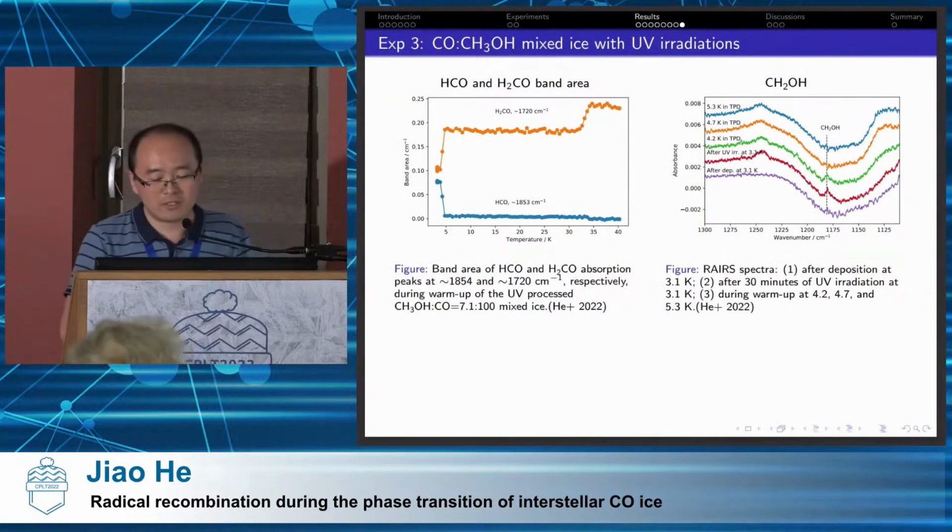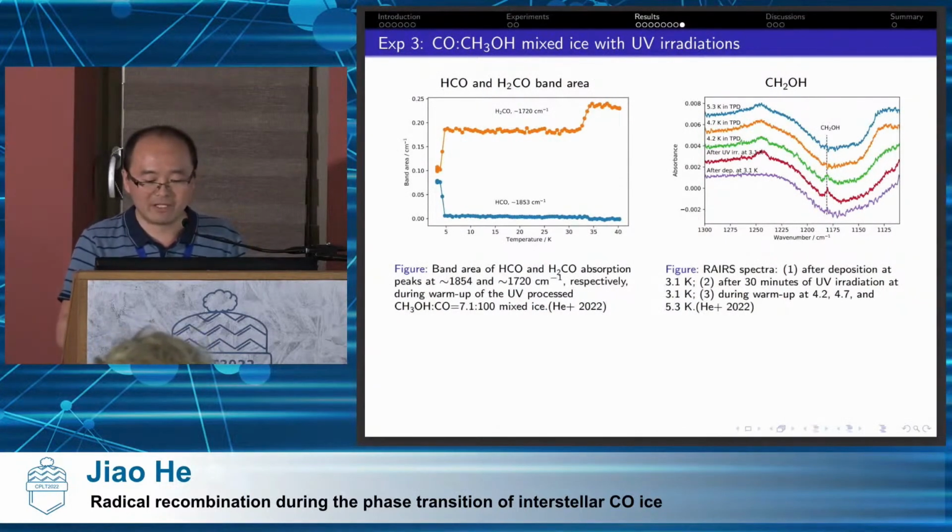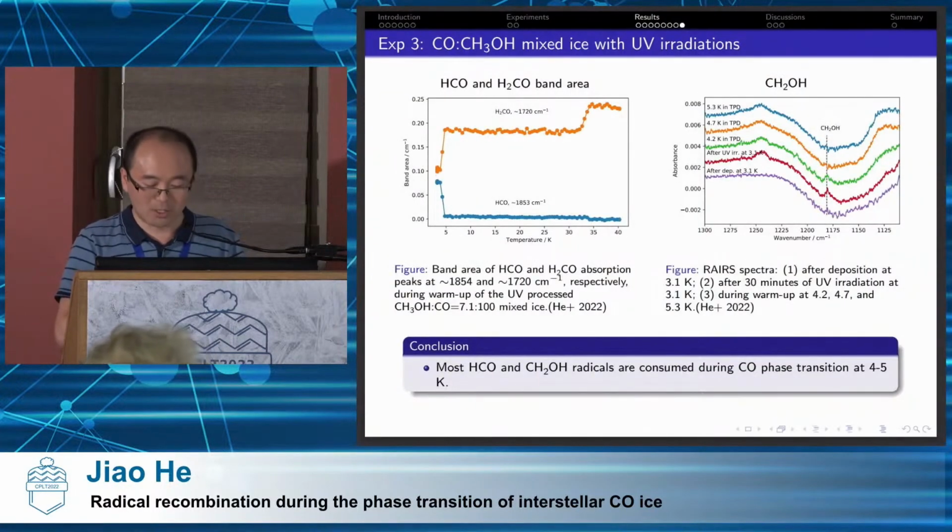On the right side, it shows the CH2OH, and it's the same story. Although it's a small peak, definitely there is some CH2OH produced, and then it is also consumed when the phase transition happens. So we know that radicals should recombine when the phase transition happens.